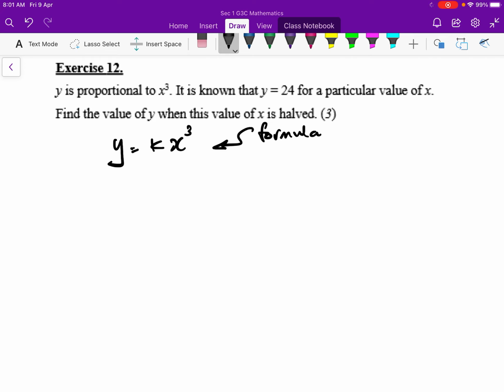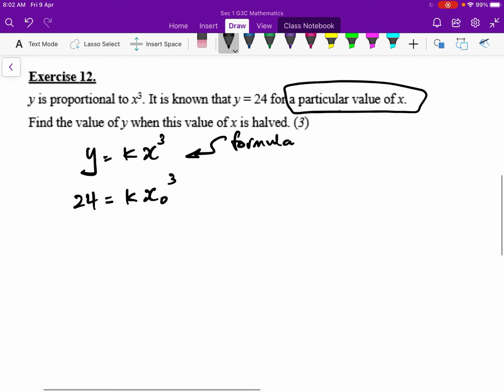It is known that y equals 24. 24 equals k, a particular value of x. Now, a particular value of x, what would you write? x0, okay, a particular value. I don't want to just leave it as x, because x is a variable. But when they say a particular value of x, they are telling us that it is one value of x. That one value of x, it may be a 3, it may be a 5, we don't know what that is. That's why we call it x0, to indicate that there is a value over here. It is not just a random x, it is not a variable anymore.